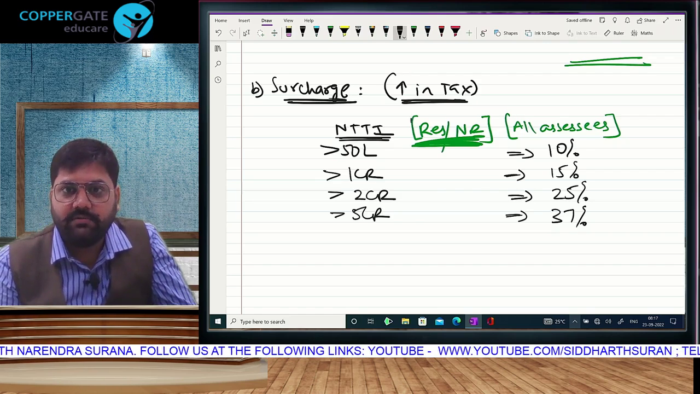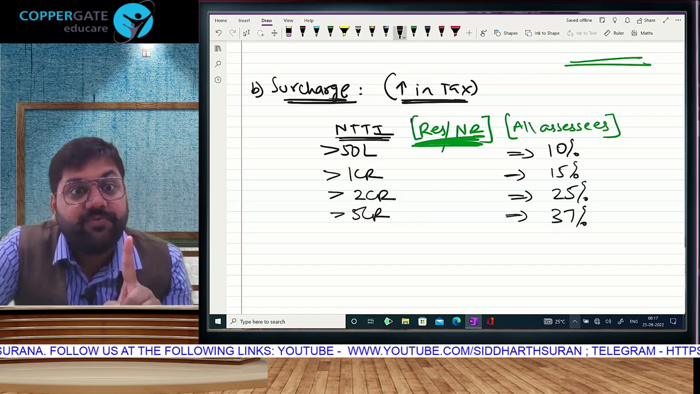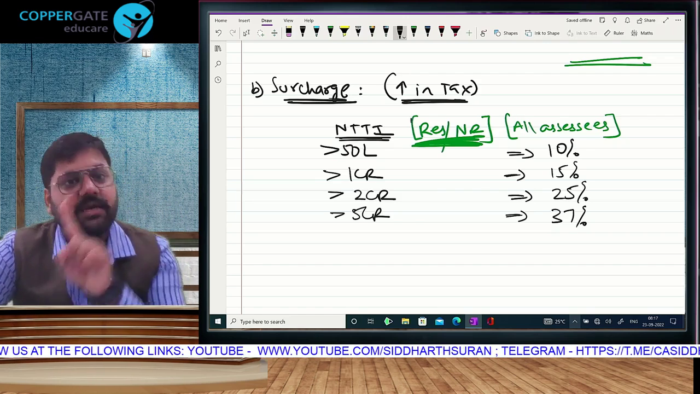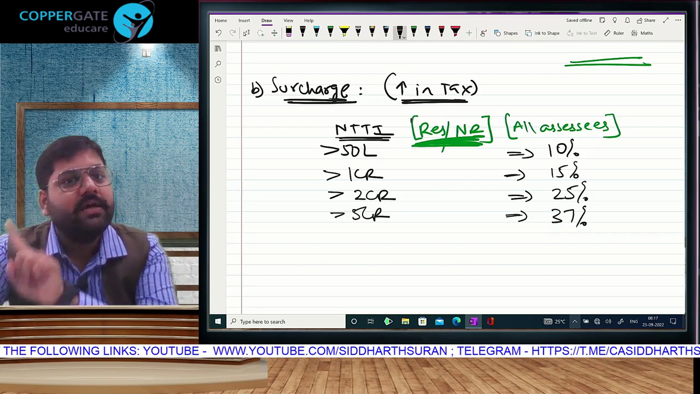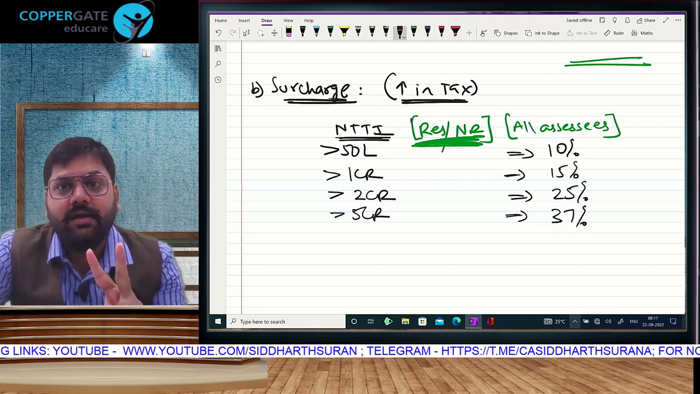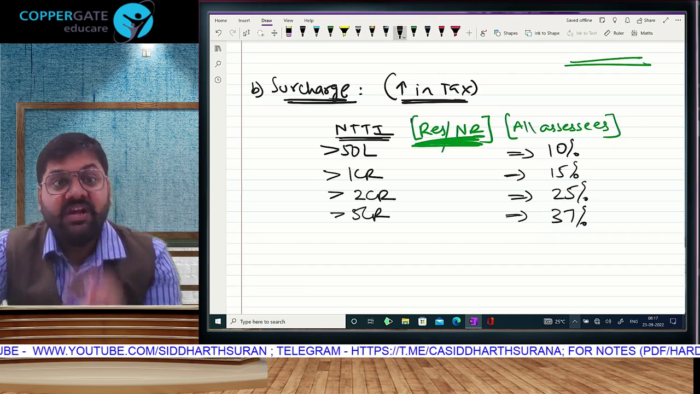Is that also clear? So, let's one by one make it clear the things that are done. First, for rebate there are 3 conditions: resident individual, income up to 5 lakhs. For surcharge only income has to be checked. Residential status and nature of assessee is irrelevant. Everyone will have surcharge. Second, rebate and surcharge can never happen together.